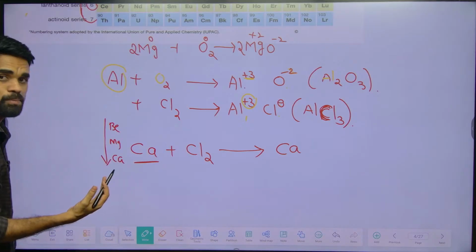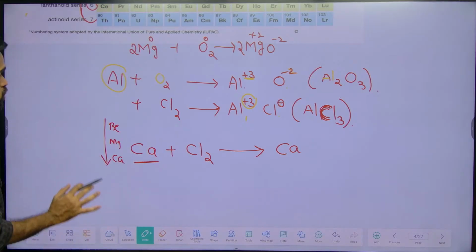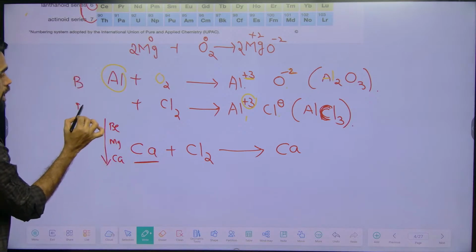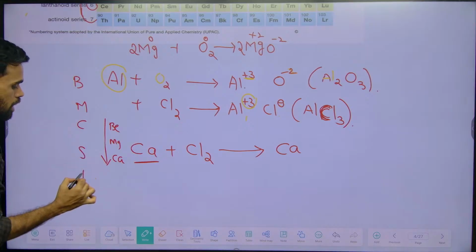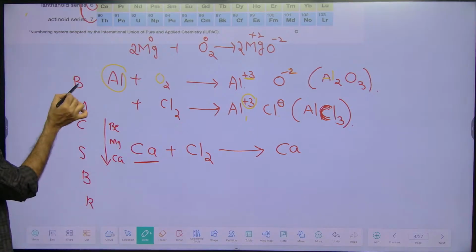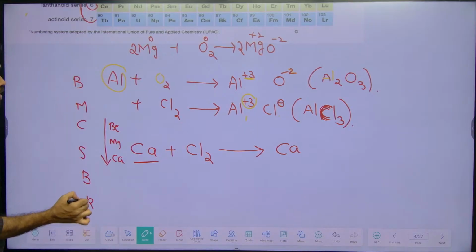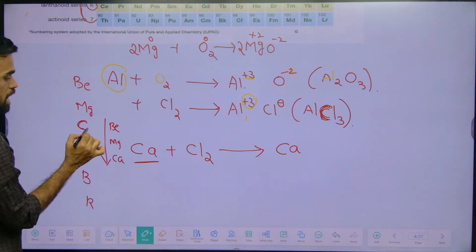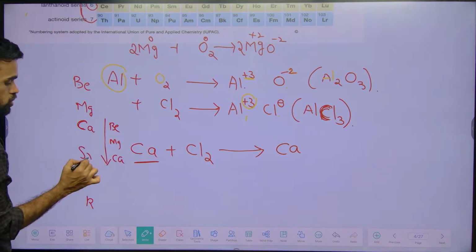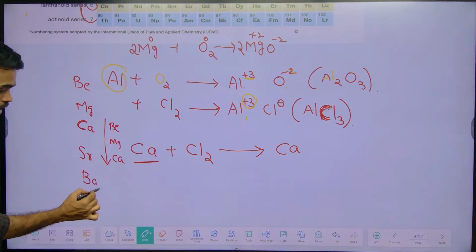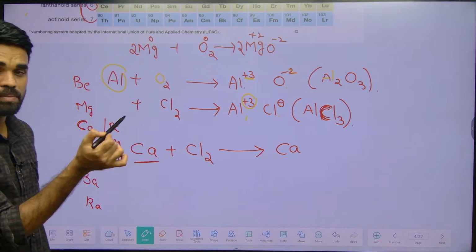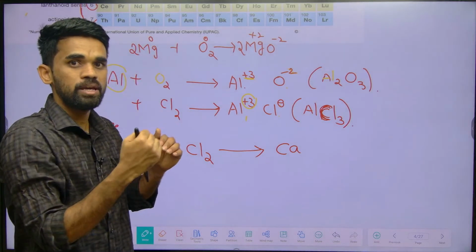So how can I remember these elements? I will give you a trick. So second group elements, you just remember them like this: BMC, SBR. All the elements are done. BMC, SBR. So beryllium Be, magnesium Mg, calcium Ca, the next strontium Sr, barium Ba, radium Ra, like this. So what is the code word I gave you for the second group elements? BMC, SBR. You can remember.